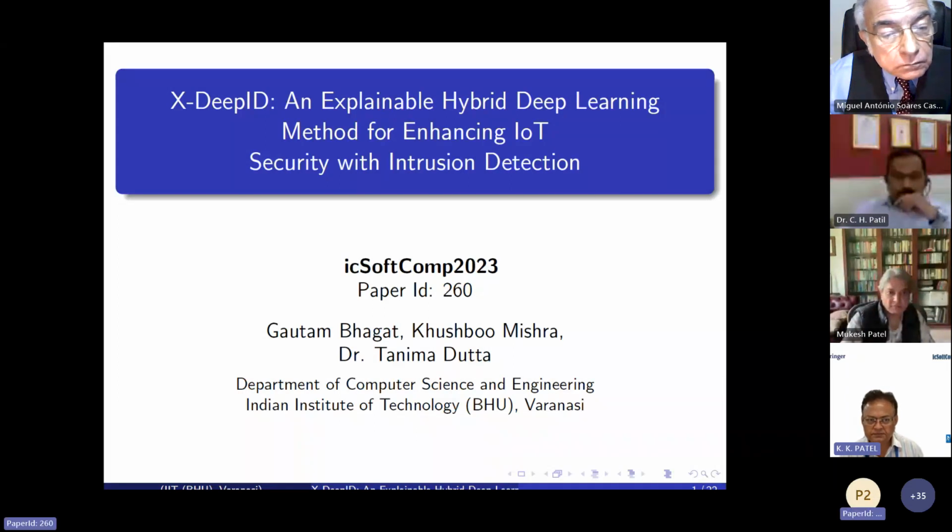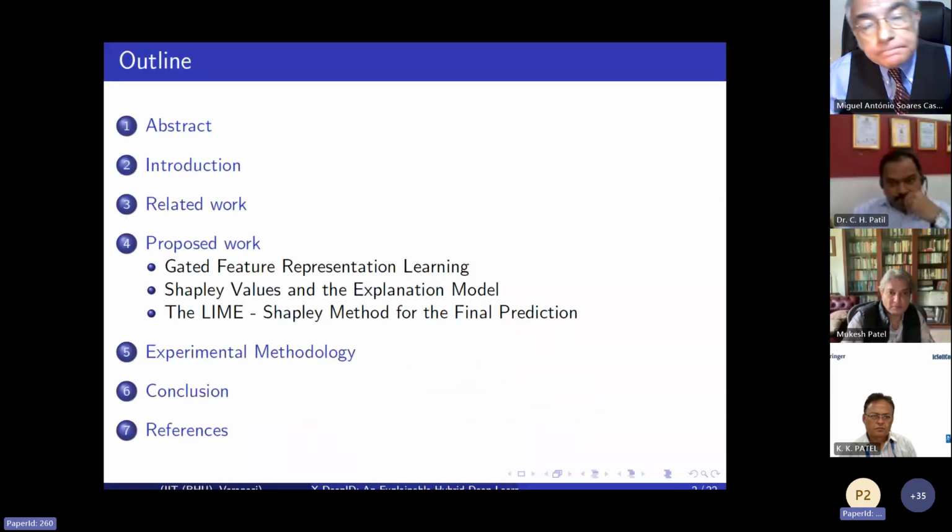You may start. Okay. Good afternoon, everyone. I'm going to present our topic, XDeepID, an explainable hybrid deep learning method for enhancing IoT security with intrusion detection. I have done this work with the help of my friend Gautam Bhagat under the guidance of Dr. Karima Datta ma'am. This is the outline of my paper: abstract, introduction, related work.